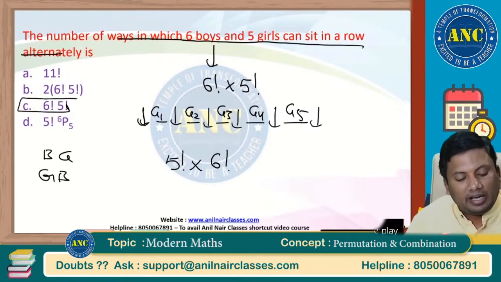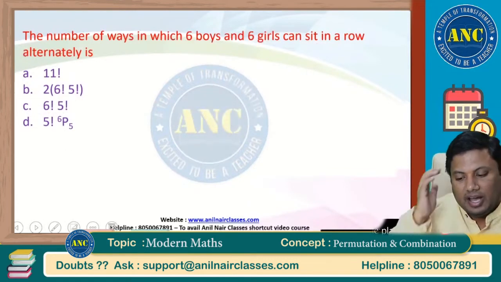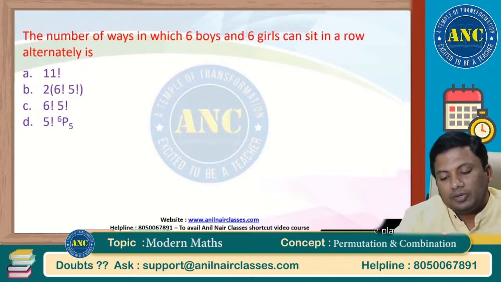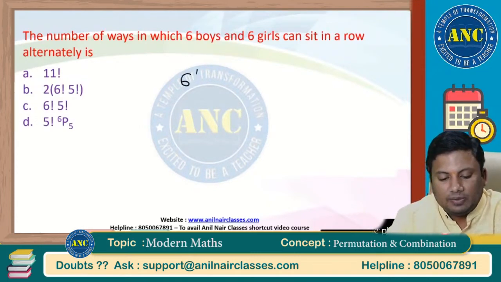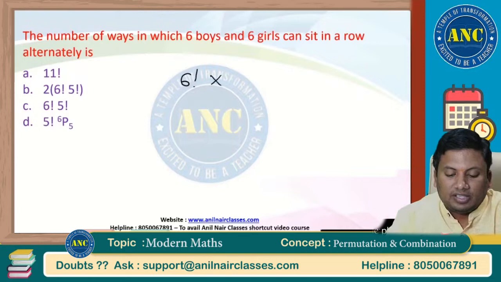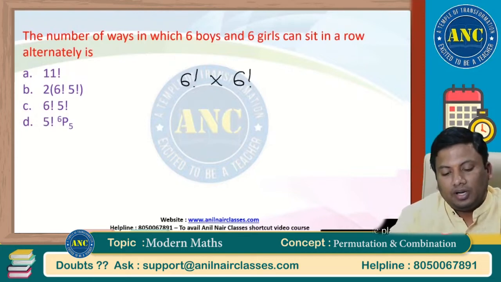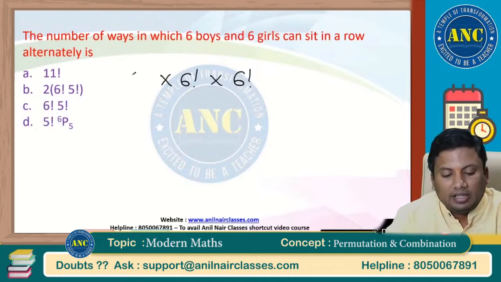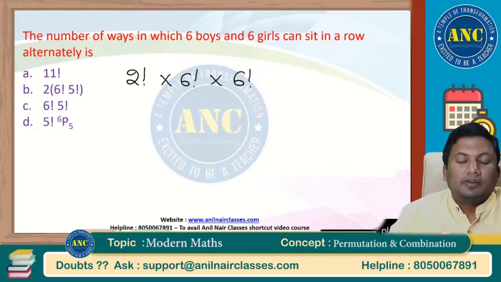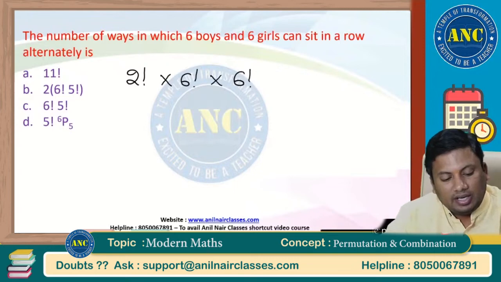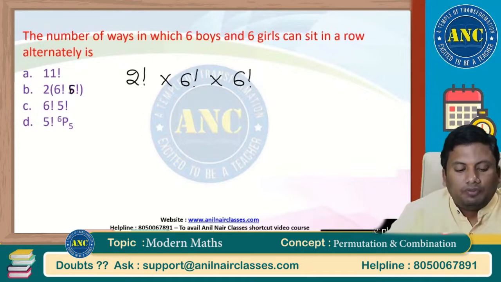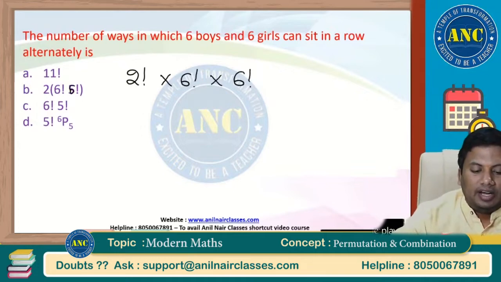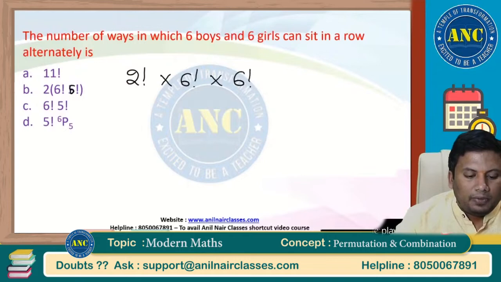Or you can take boys as a point of reference. Answer will not change. 6 boys and 6 girls. 6 boys can arrange among themselves in 6 factorial. 6 girls can arrange among themselves in 6 factorial. Both are identical. They both can interchange each other. So answer is 2 factorial into 6 factorial into 6 factorial. I hope it is clear.